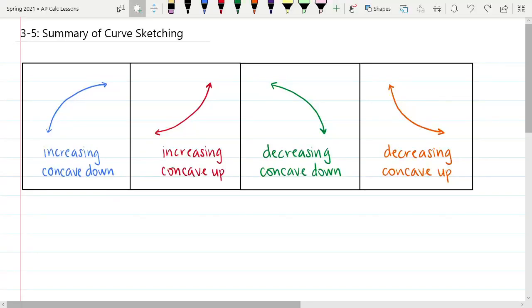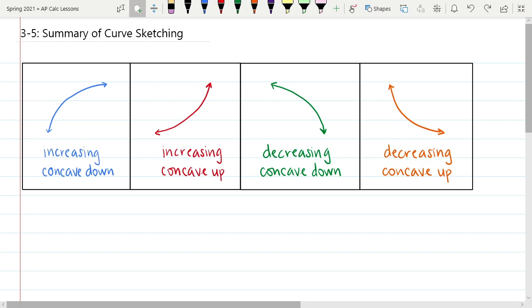All right, welcome to 3-5 Summary of Curve Sketching. So this is where we put together all the different puzzle pieces that you've been learning over the last several weeks. So before we really dive into the curve sketching itself, we're going to do a little bit of review, summarizing a lot of the information that you've learned over the last few days.